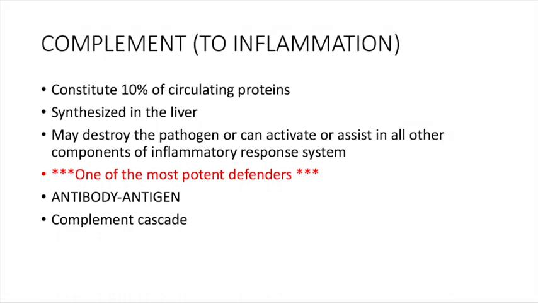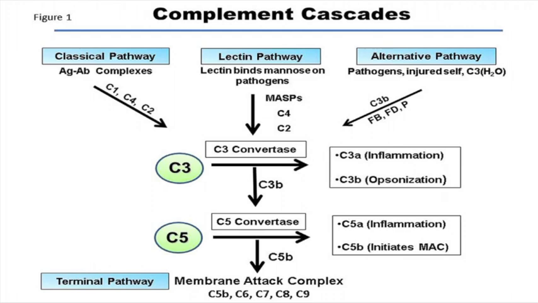It's synthesized in the liver. It may destroy the pathogen or activate or assist all other components of the inflammatory response system. It is one of our most potent defenders against microorganisms. It is antibody antigen activated, and it is called the complement cascade. So let's take a look at complement. We have three pathways by which complement gets activated. Number one is the classic pathway, and that is the antigen antibody complex.